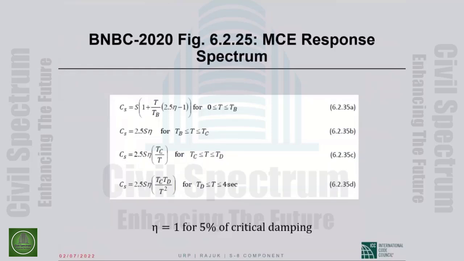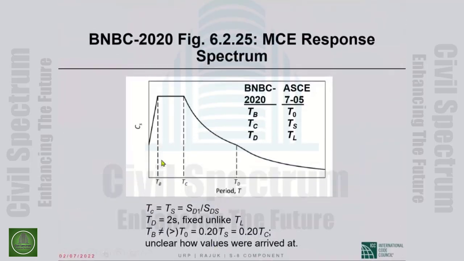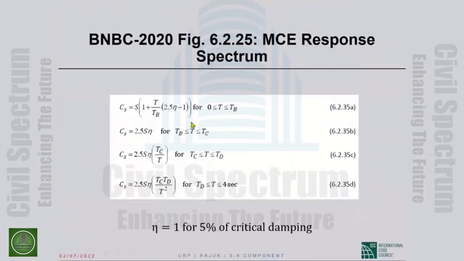Now, BNBC gives you essentially equations for these branches. Okay, this ramp, the first branch, the second branch, and the third branch. So for all of those, BNBC provides equations. Four equations.